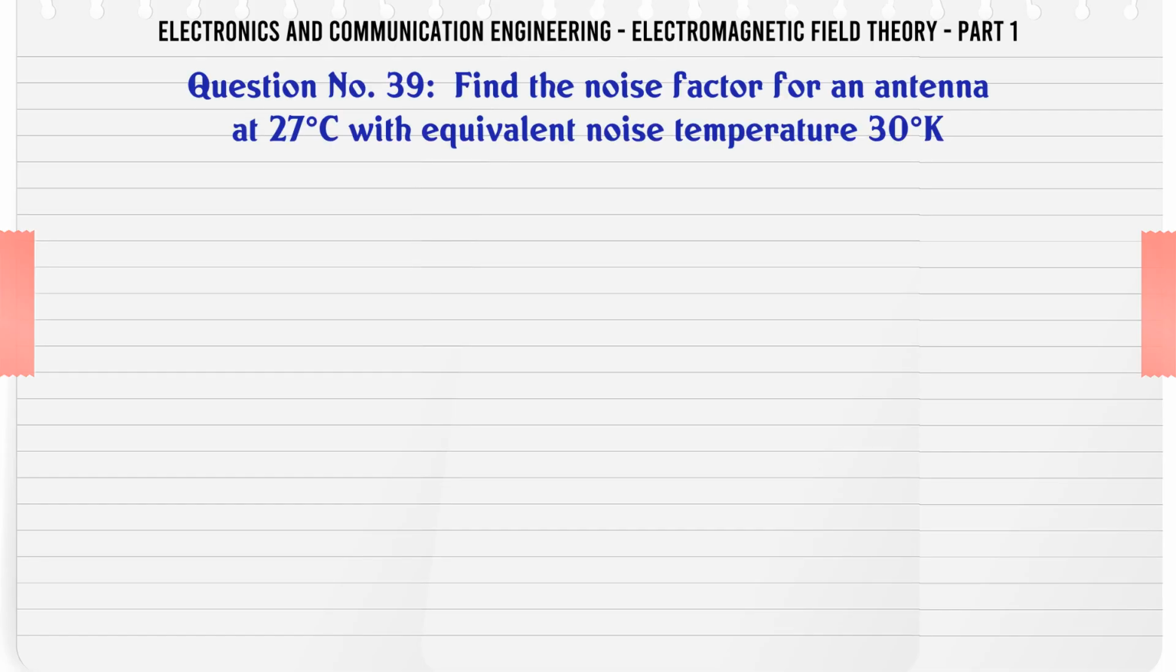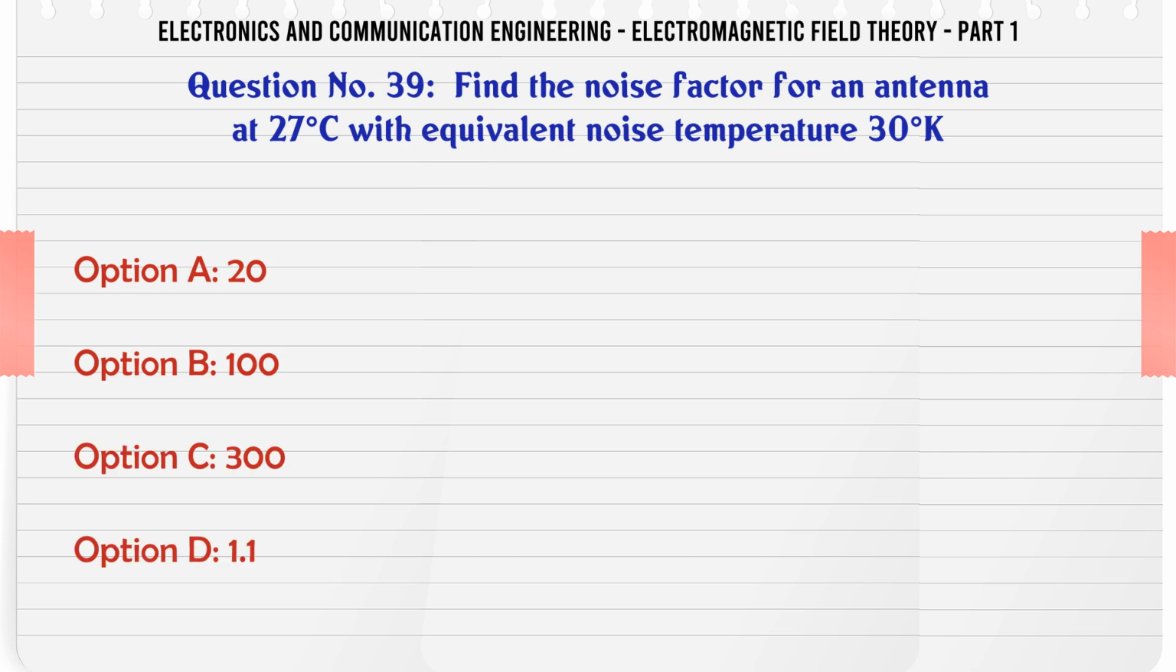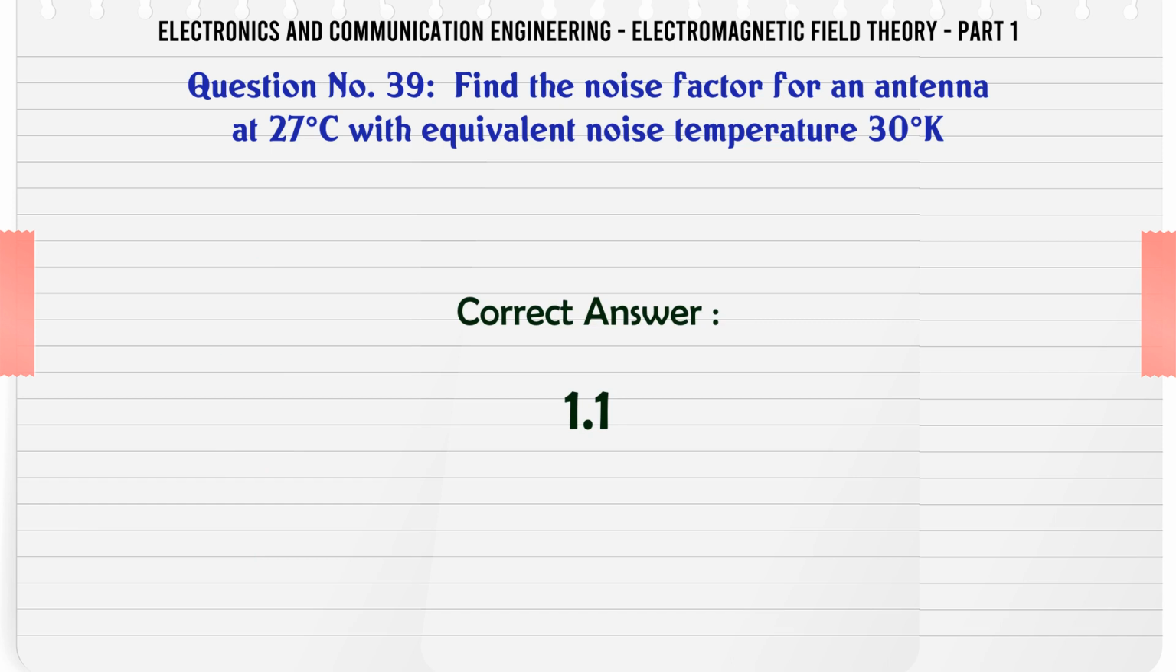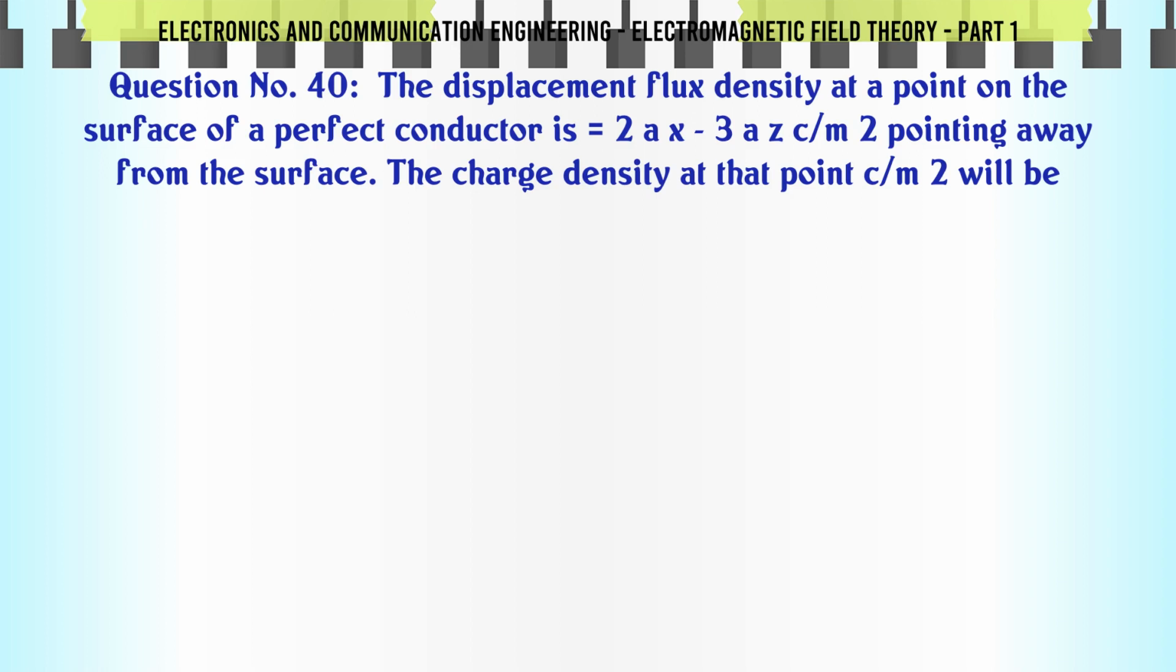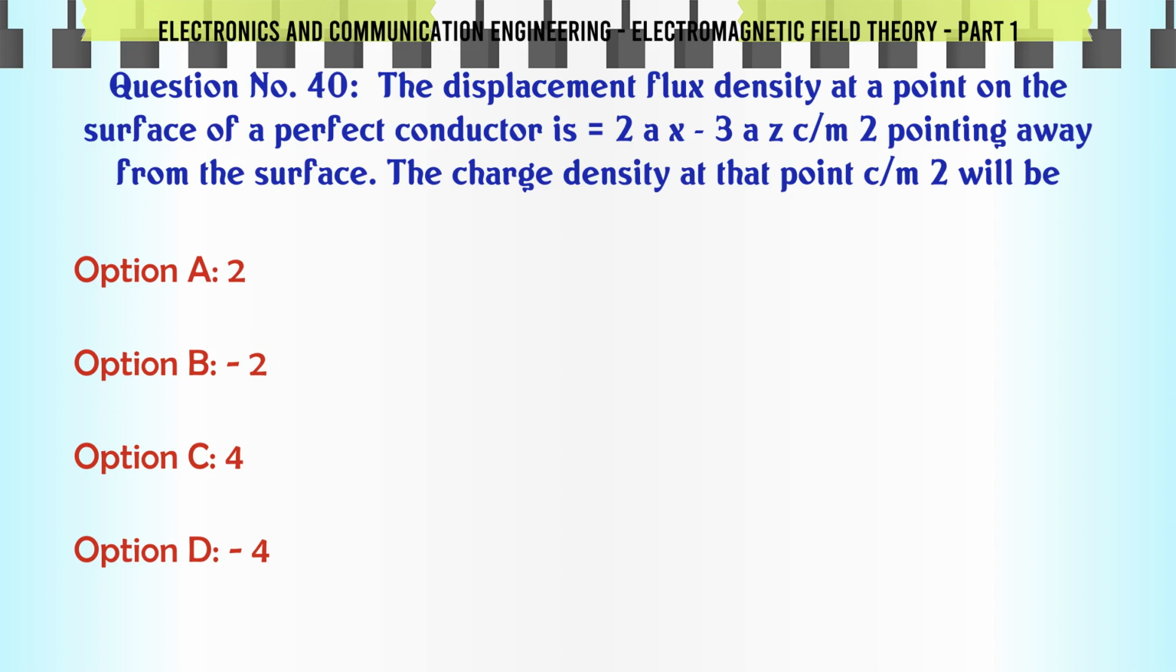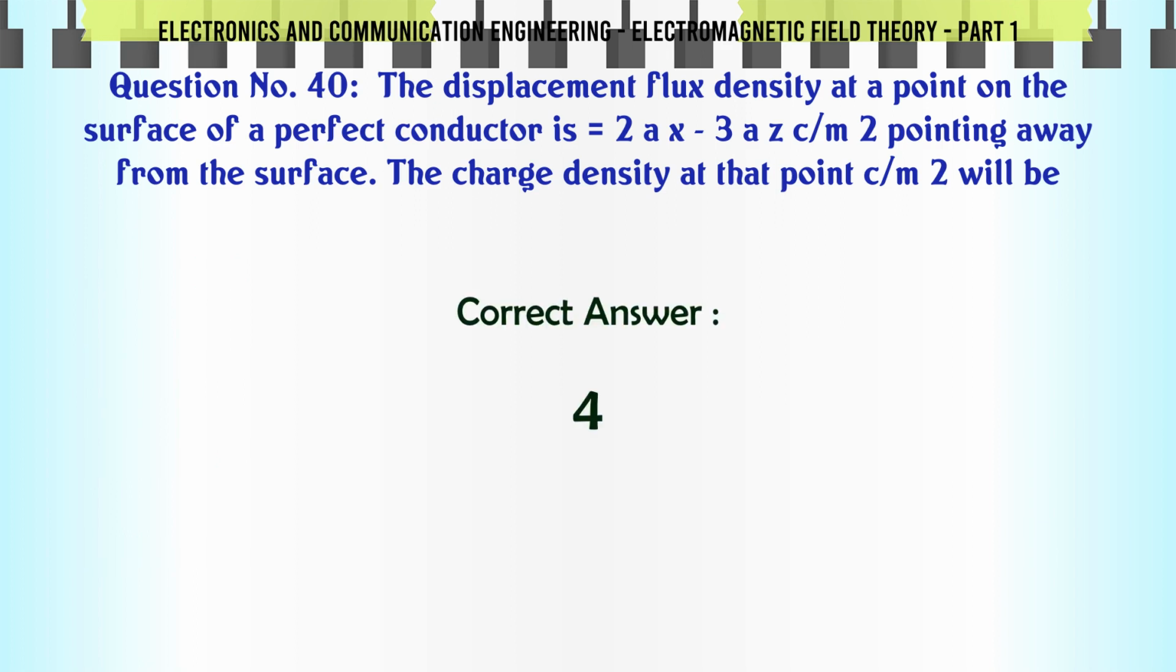Find the noise factor for an antenna at 27 °C with equivalent noise temperature 30 K. A, 20; B, 100; C, 300; D, 1.1. The correct answer is 1.1. The displacement flux density at a point on the surface of a perfect conductor is 2ax + 3az μC/cm², pointing away from the surface. The charge density at that point in μC/cm² will be: A, 2; B, -2; C, 4; D, -4. The correct answer is 4.